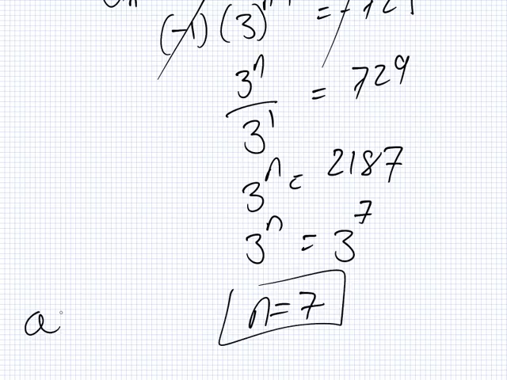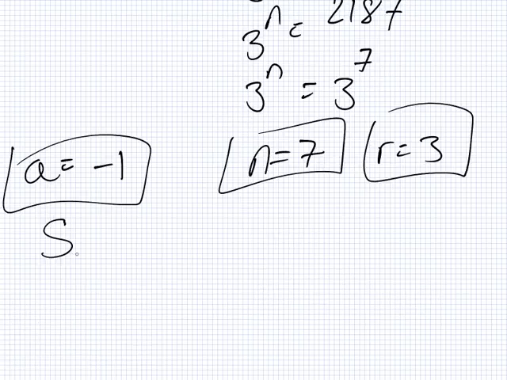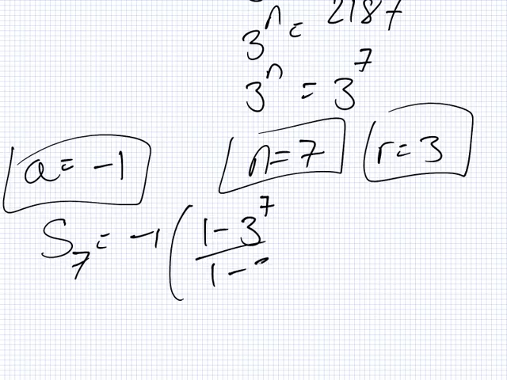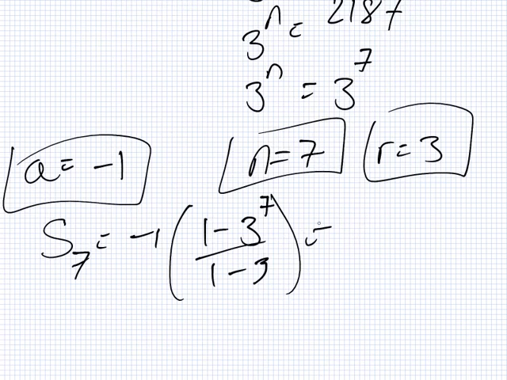And you already know the A. What did we say it was? Minus 1. And the R is 3. So let's calculate the sum. S7 is A times (1 minus R^N) over 1 minus R. So, (1 minus 3^7) divided by minus 2, times minus 1. Minus 1093, is that right? They're all negatives, yes, so there should be a minus. Minus 1093 is the answer I got.